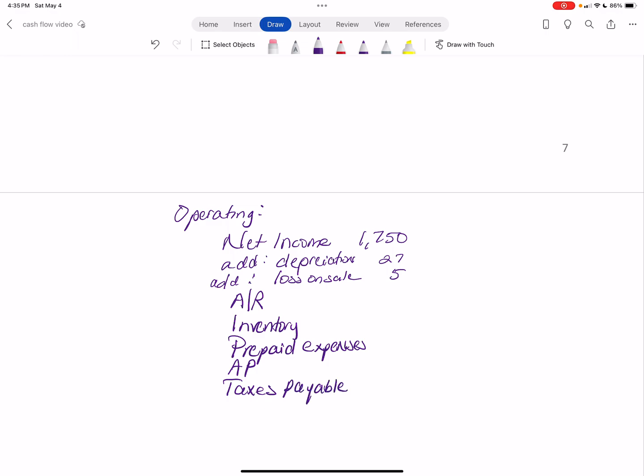How do I figure out whether to add or subtract? Okay, the shortcut is if it's an asset and increasing, subtract it. If it's a liability and increasing, add it. Right? And do the opposite when it's going down.